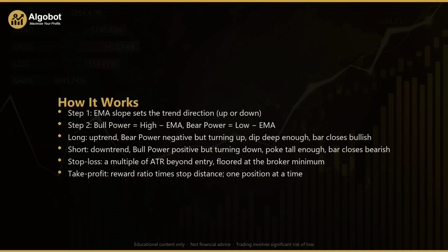In a downtrend, bull power must be positive but turning down versus the prior bar. The poke above the mean must be at least that same fraction of ATR, and the bar must close bearish. When those align, the EA signals a sell.